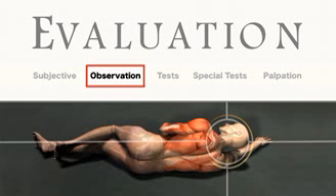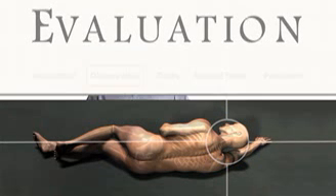Next, we look at active range of motion of the joint and observing how the patient moves that joint with their own muscles to get information of range of motion, of gross strength, of the patient's ability to move the joint through space. And this is specific for each region.